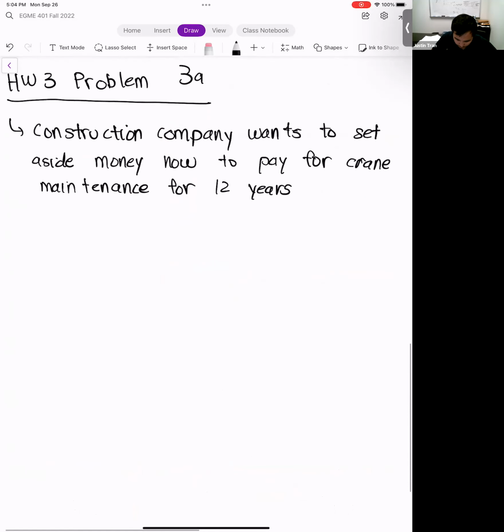Without it, especially if you haven't been doing these a lot, it can be hard to visualize what's really going on. Okay, so I'm going to draw my cash flow diagram, and I know that we're going to need it for 12 years.